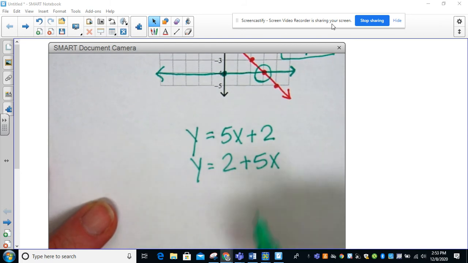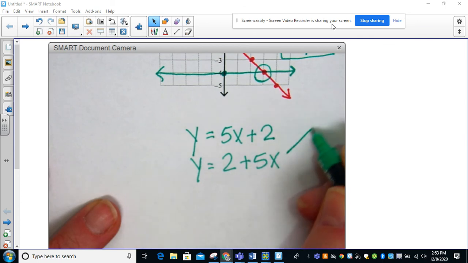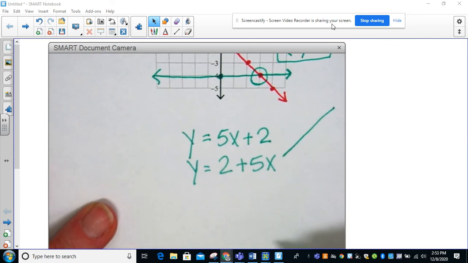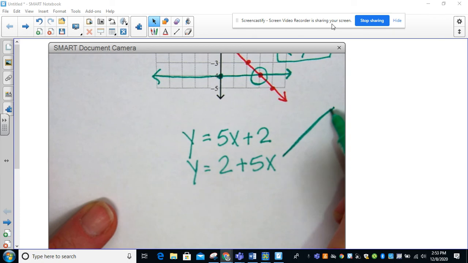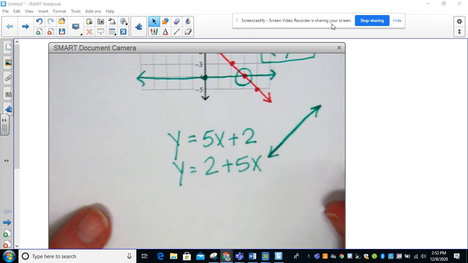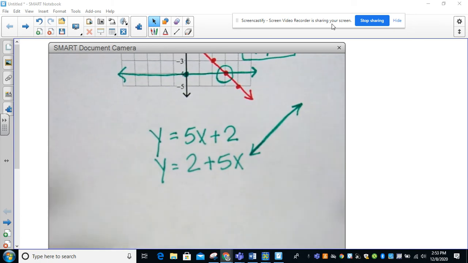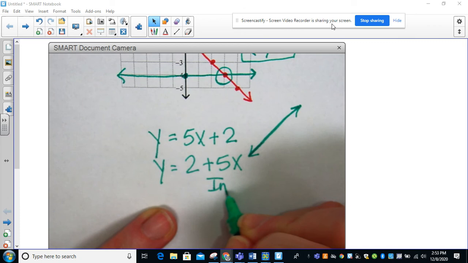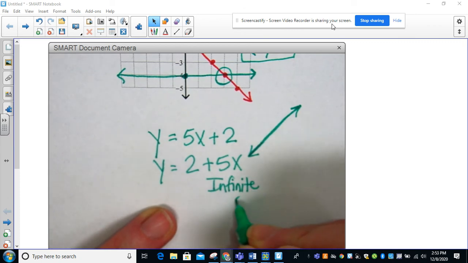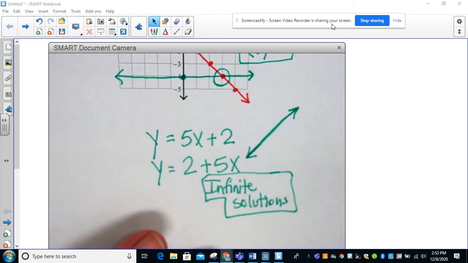So if I were to graph that, it would literally be a line, and then I'd graph the second one, and it would be the same exact line on top of each other. So when you have these two lines that are exactly the same and they're graphed on top of each other, where do they touch? Well, they touch everywhere. So the answer is infinite solutions, because they touch everywhere because they're the same equation written on top of each other. It just may have moved things around a little bit.